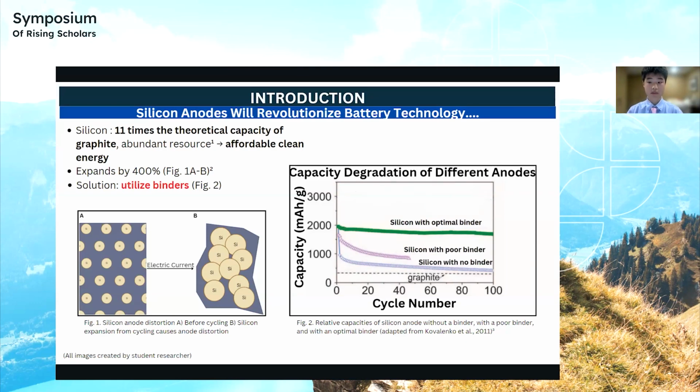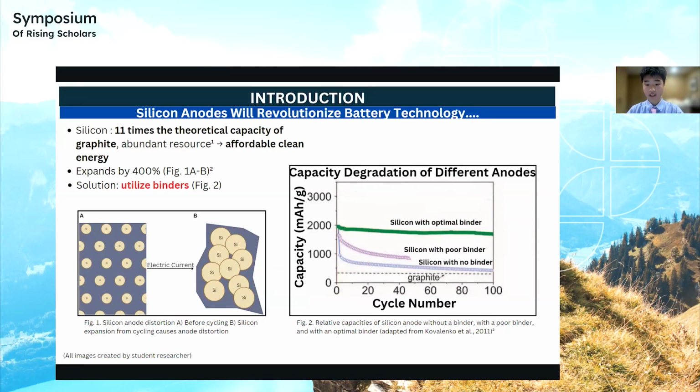However, a solution exists that prevents the silicon expansion. There are molecules known as binders that prevent the silicon expansion. Figure 2 represents the impact of binders on silicon anodes. The dashed line at the bottom represents the capacity degradation of graphite, which is the current anode material. And you can see it starts very low, but it's able to maintain that capacity throughout.